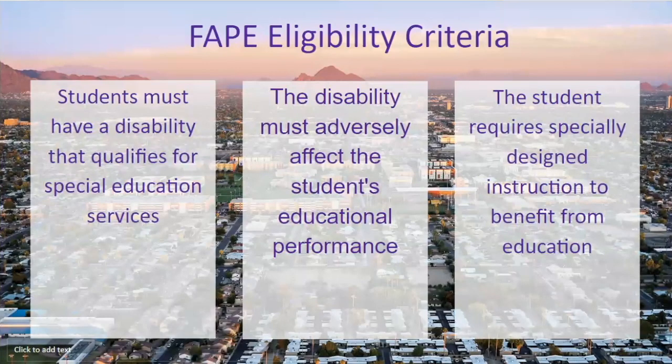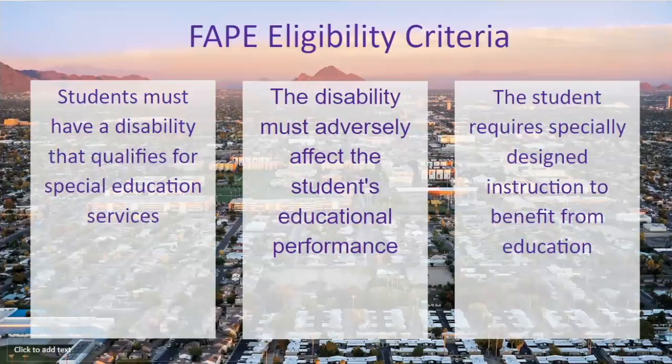Let's take a look at the free and appropriate public education eligibility criteria. So first, we know that students must have a disability, which qualifies them for special education services. That disability must also adversely affect their educational performance, and they must require specially designed instruction to benefit from education.